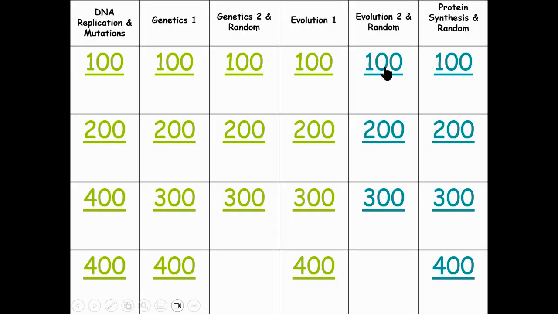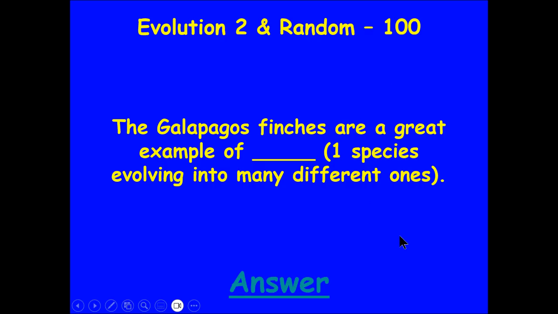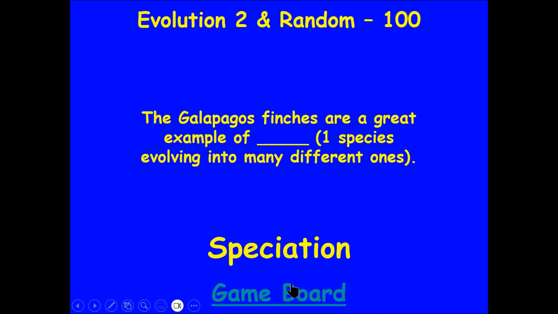I had some more evolution questions and some random ones. The Galapagos finches are a great example of blank, where one species evolves into many different ones. Speciation, so where you have one organism and it adaptively radiates out over thousands of generations to different species. That is the process of speciation.